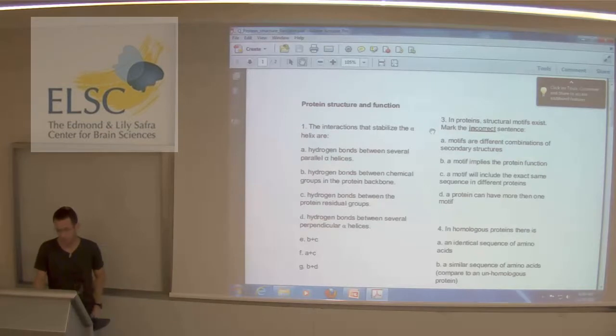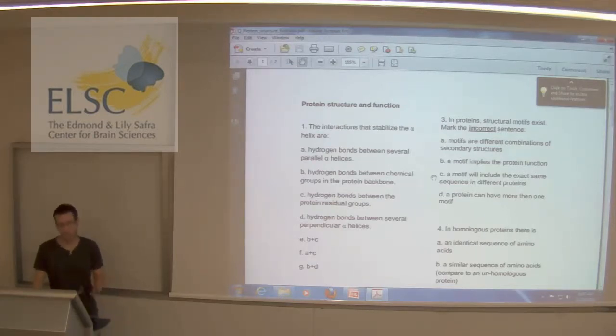a validated question. In proteins, structural motifs exist. This sentence is just to get you into the environment, to get you into the right mood to answer this question. And now mark the incorrect sentence. A, motifs are different combinations of secondary structures. What do you say? This is correct, so you shouldn't mark this sentence. B, a motif implies the protein function. Generally that's true. C, a motif will include the exact same sequence in different proteins.